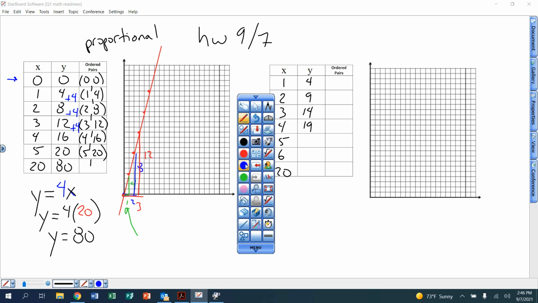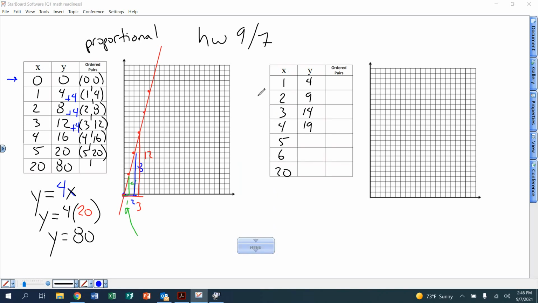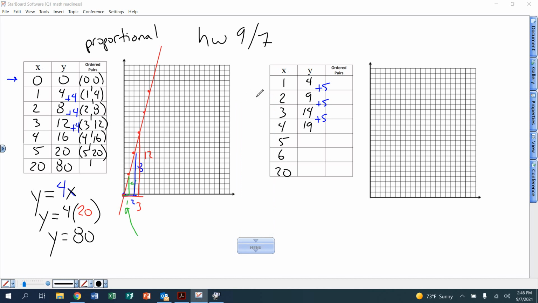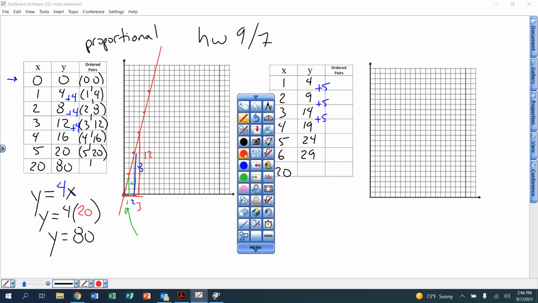This one over here, though, is not proportional. Let me show you. This one is going up by 5, which means I could use that to continue the pattern. 19 plus 5, 24 plus 5, 29. But when I'm jumping ahead to this 20th, I need a formula also. I'm going to reverse this pattern and subtract by 5.